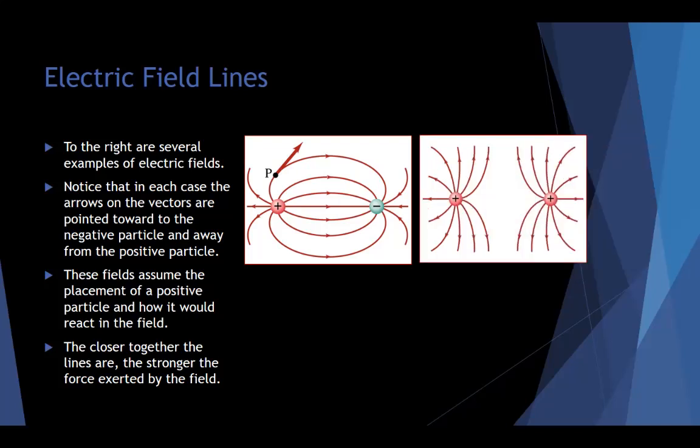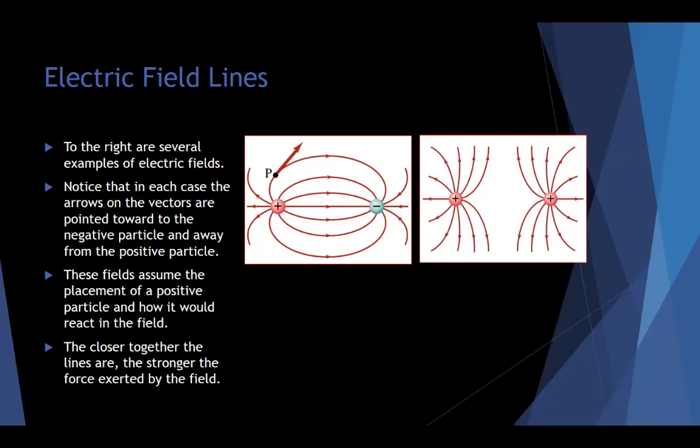In this particular example, you have two of the same charged particle. Both are positive, and so you see again, the arrows are pointing away from the positive charge in both sides. There is a gap in between those two charges.